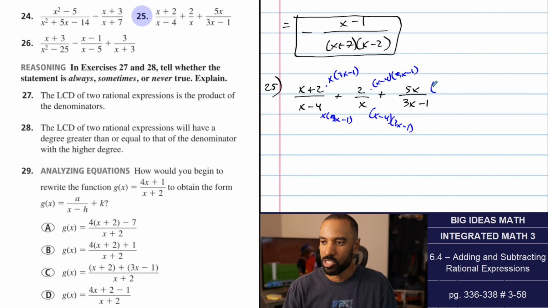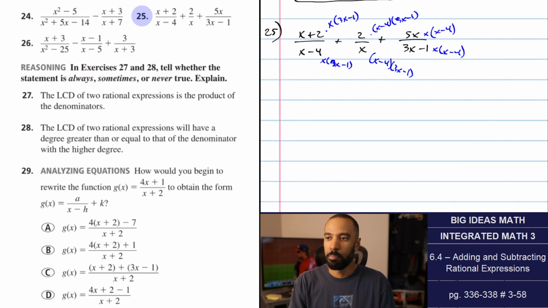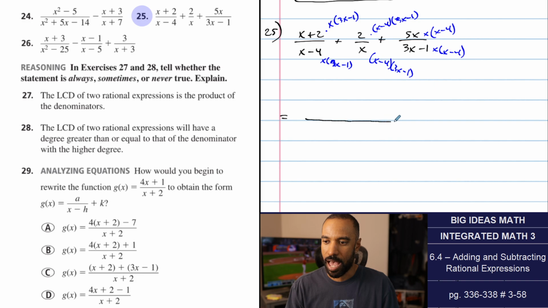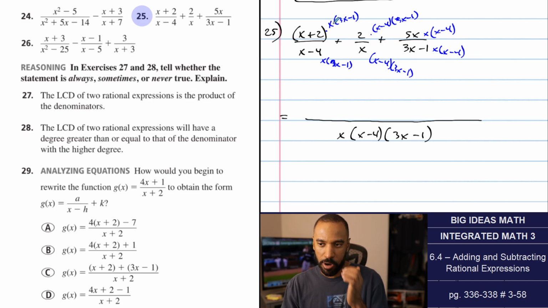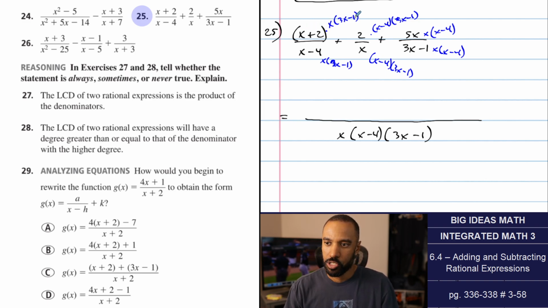And I have to multiply this times x and x minus 4. So on bottom are all 3 factors, right? We have x, x minus 4, and 3x minus 1. On top, we have to multiply, and I should get the ball rolling now, x plus 2 times 3x minus 1 times x. Let's see if I can get that all in one fell swoop right now.